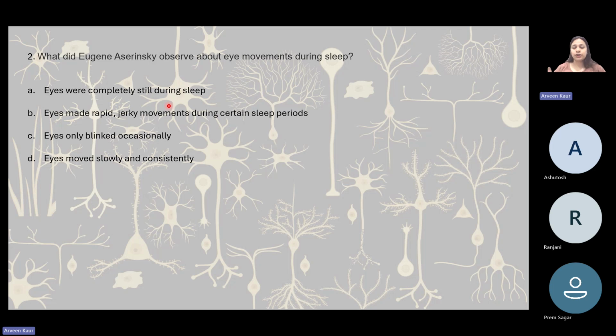Now we move on to the second question, which is what did Eugene Aserinsky observe about eye movements during sleep, right? So was it that eyes were completely still during sleep, or that eyes made rapid jerky movements during certain sleep periods, or that eyes only blinked occasionally, or that eyes moved slowly as well as consistently, right?